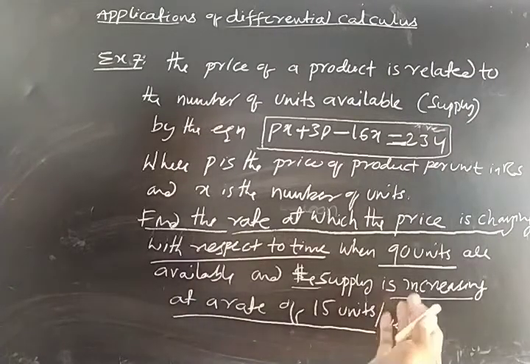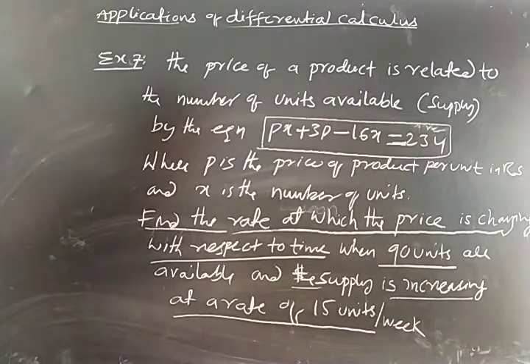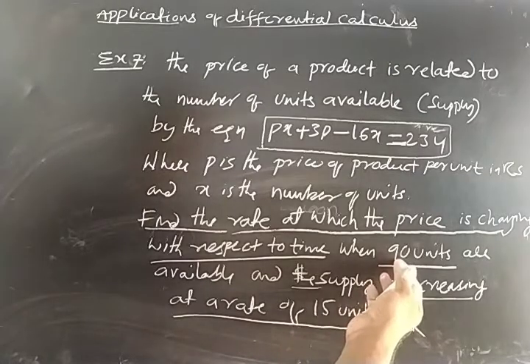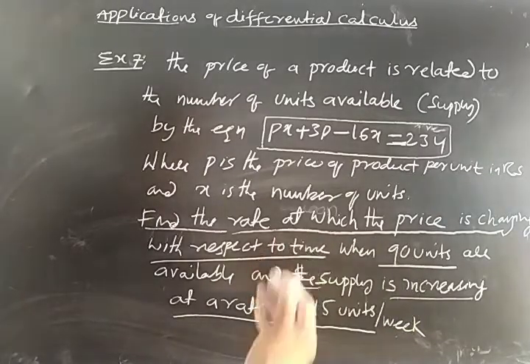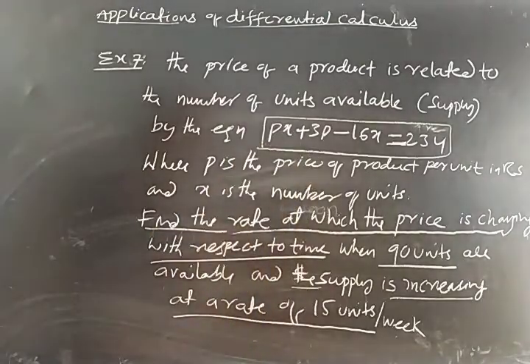What is 15 units per second? It is the increase in number of units, so it is the change in units with respect to time. This is dx by dt and this is X, and we are going to find dP by dt. We have the relation between price and number of units, and using this information I am going to find dP by dt, the change in price.